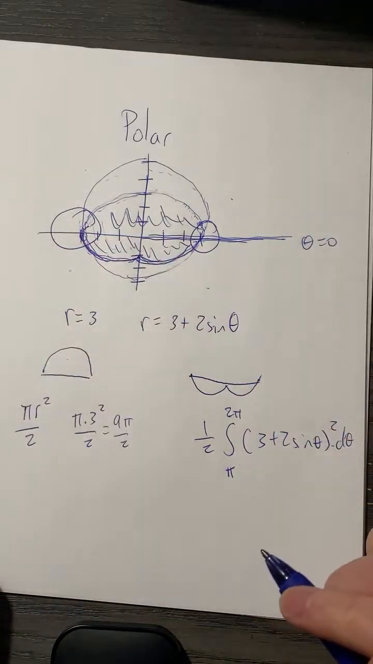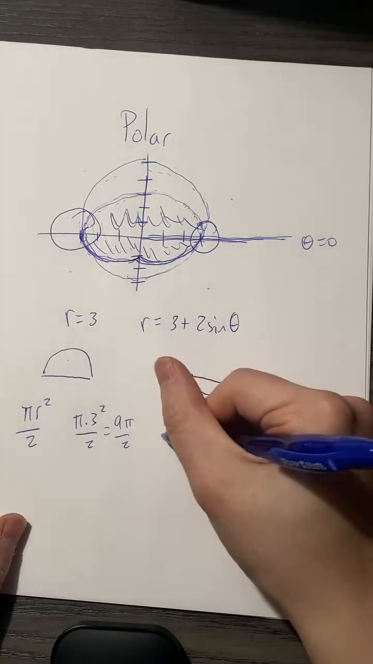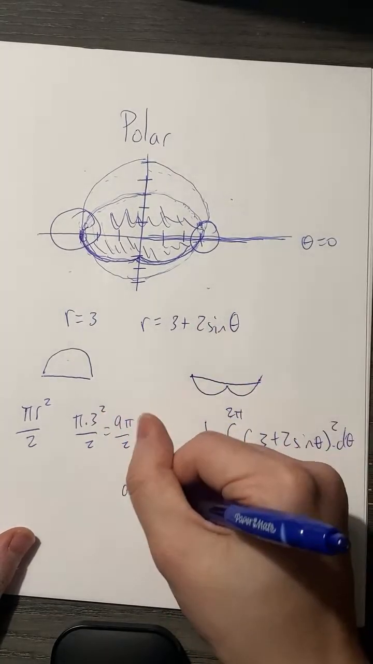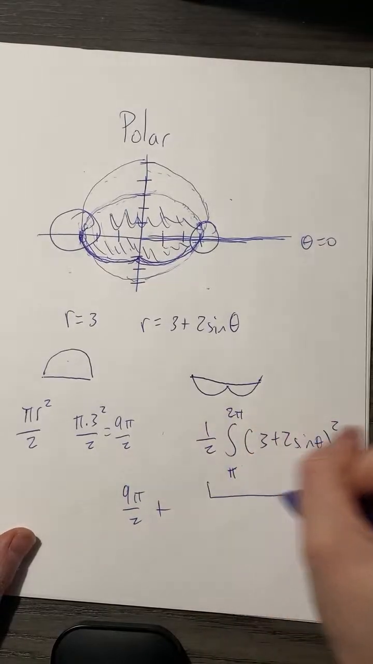And that's the hard part. Finding the points of the integral are the hard parts of the question. And then you just type this in a calculator: 9 pi over 2 plus whatever this is.